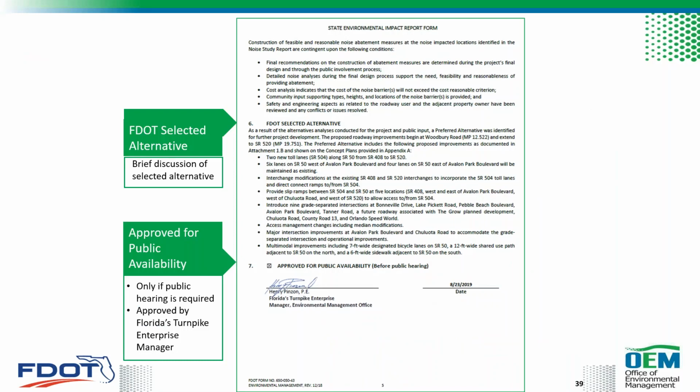Now, the FDOT selected alternative section discusses the selected alternative based on the engineering and environmental analysis. And then there is a place for approved public availability. This confirms that the document has gone through a quality assurance, quality control review. And this is selected before the project has a public hearing, if a public hearing is required. So this section also includes a line for the signature of the Environmental Management Office Manager and the date that the project was accepted for public review.